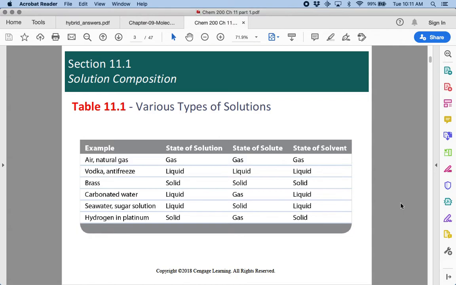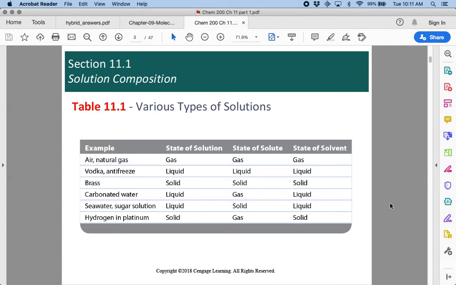So this may be a little bit of 152 review, but we're going to start with just some concepts of what is a solution. Most commonly we think of solutions as either a liquid and liquid mixing together, or a liquid and a solid mixing together. But really, when we're talking about solutions, we could have gases, we could have solids, and we could have liquids be a part of that.